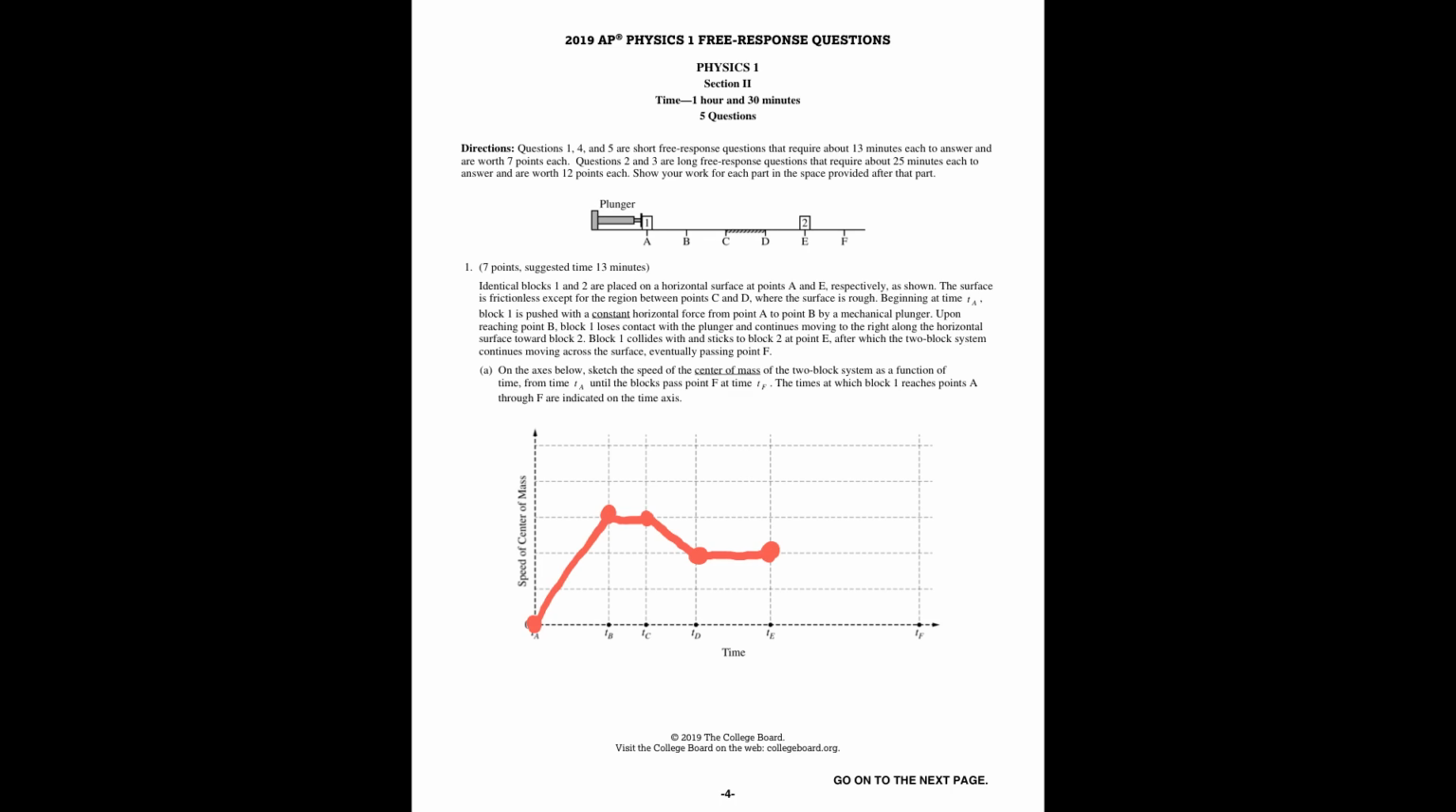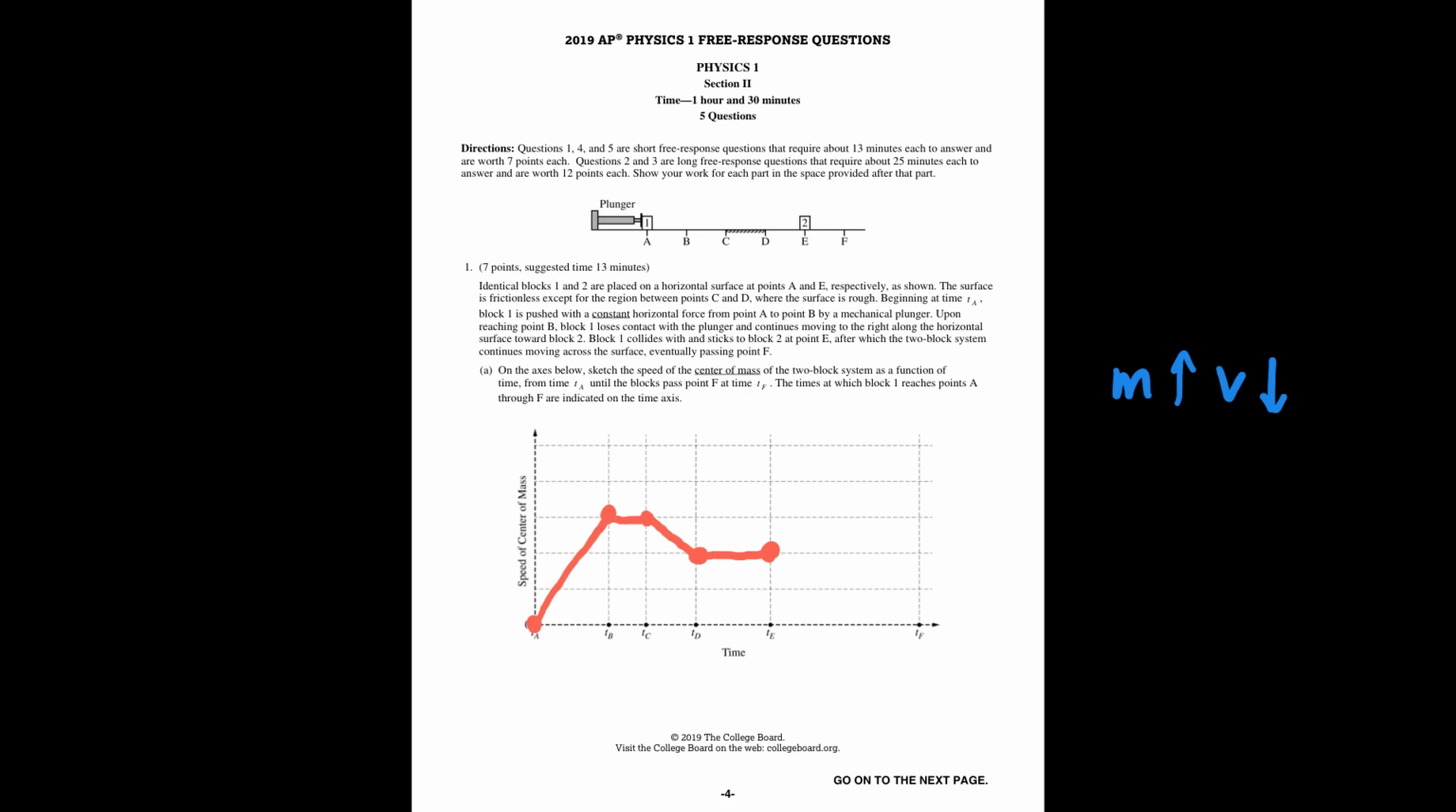The hardest part of this graph is the last part. Everybody knows that when block 1 collides with block 2, the mass of the stuff that's moving is going to increase, and therefore the velocity of the stuff that's moving is going to decrease.